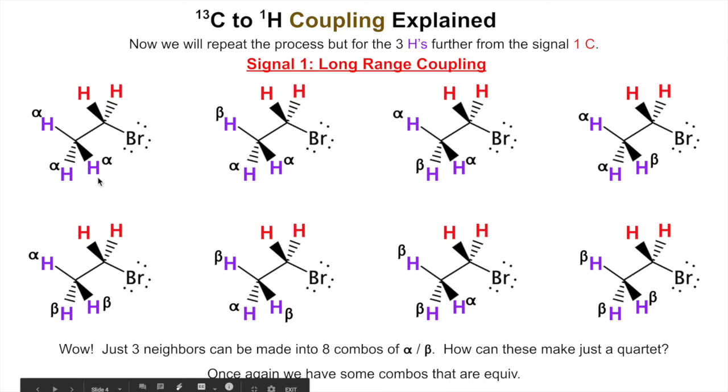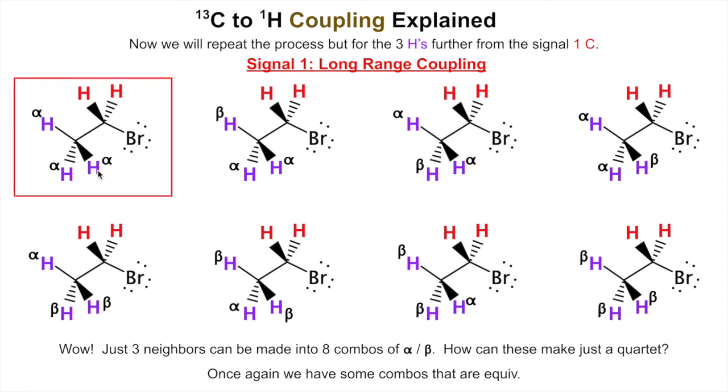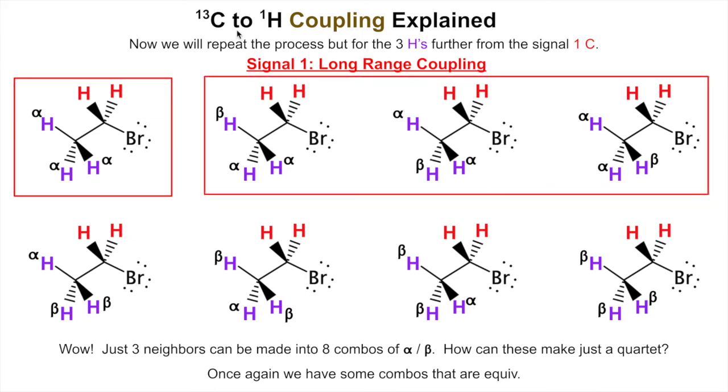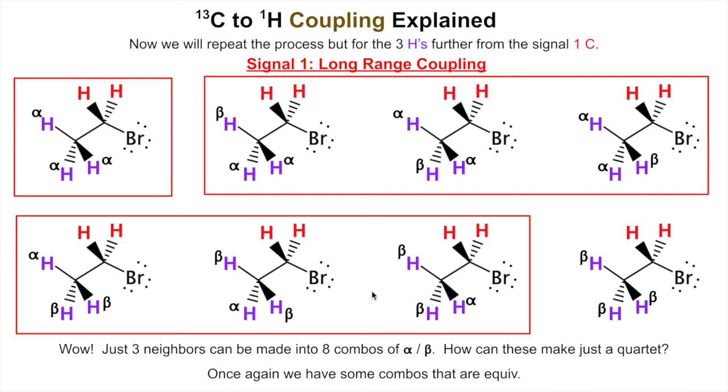So for example, the alpha alpha alpha, that's unique. Nobody else is all alpha. But what about when you have just 1 beta and 2 alpha, and the 1 beta is just in the 3 positions? Oh, those are all the same. Cool, huh? And then over here we have a single alpha and 2 betas. Those are all the same. And finally, that all beta, beta, beta, they're equivalent. So how many groups do we have here? 1, 2, 3, 4. Awesome. 3 neighbors, 4 groups, quartet.